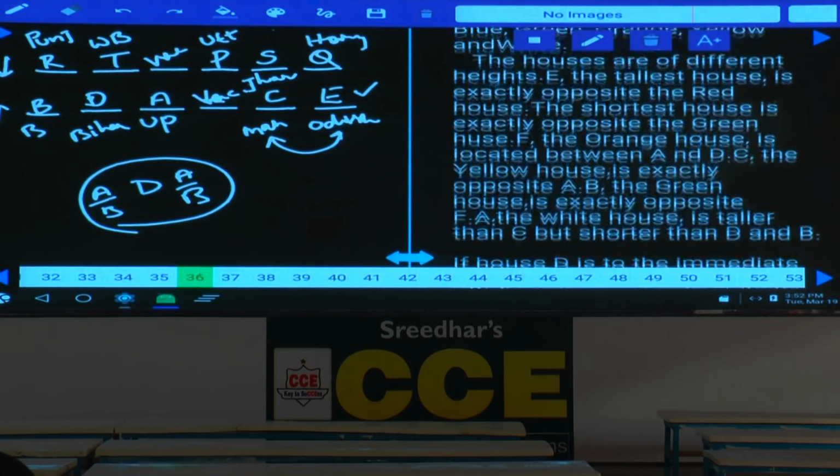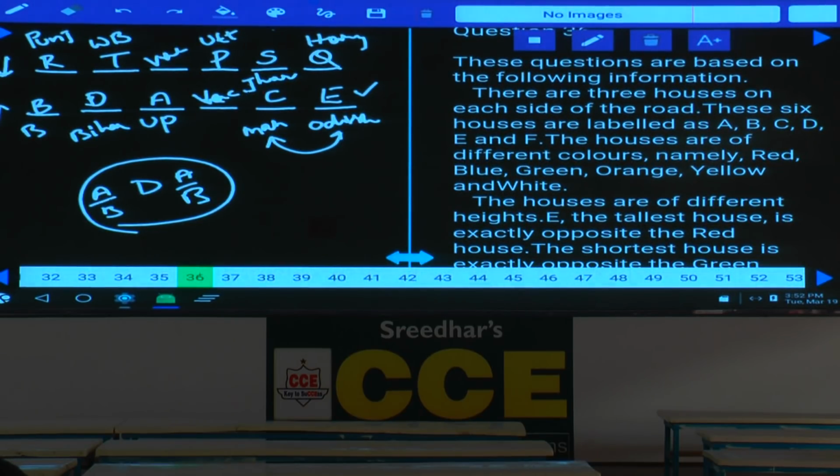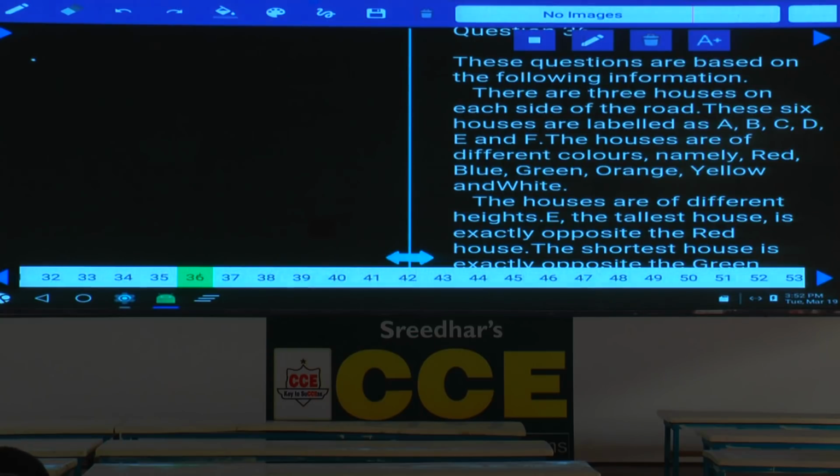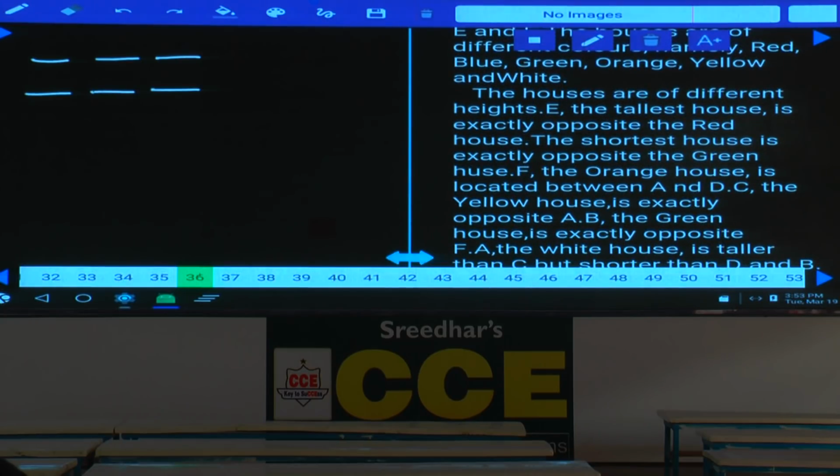Now this question numbers 36 to 40, what is the information here? There are 3 houses on each side of the road, isn't it? How many houses? 1, 2, 3. And here again 1, 2, 3. 3 houses on each side of the road. These 6 houses are labeled as A through F, and the houses are of different colors, namely red, blue, green and so on. 6 different colors were given, and the houses are of different heights as well. Heights is also clearly given.